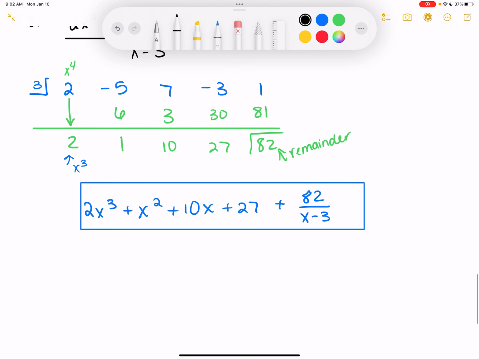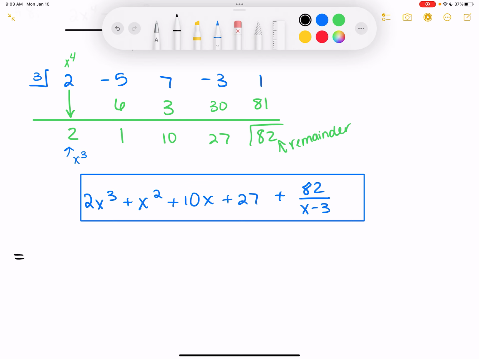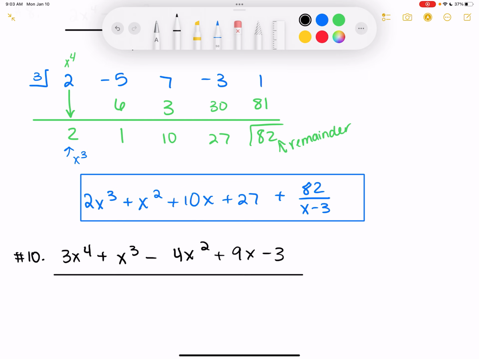All right. Number 10, I'm going to have y'all walk me through this one, and then we're just going to do one more, and then we'll be done for today. 3x to the 4th plus x cubed minus 4x squared plus 9x minus 3 all over x plus 5. One thing I didn't mention earlier, make sure the terms are in order. On occasion they may try to throw you off and give you one term that's out of order, so just make sure you pay attention to that.